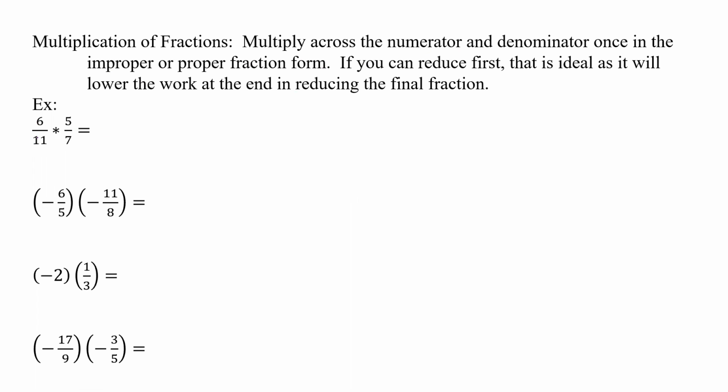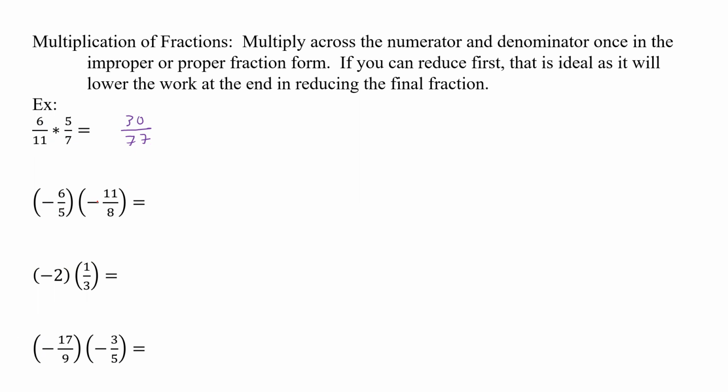And again, we're going to first look and see if we can reduce. So will we be able to reduce anything here? It doesn't look like it. So what we're going to have to do is just take 6 times 5 and we get 30. 11 times 7, we're going to get 77. Now, can we reduce that? No, because we've already determined over here that there's nothing to be reduced, and so that would be our final answer.